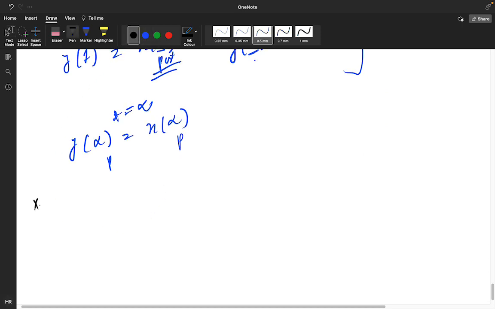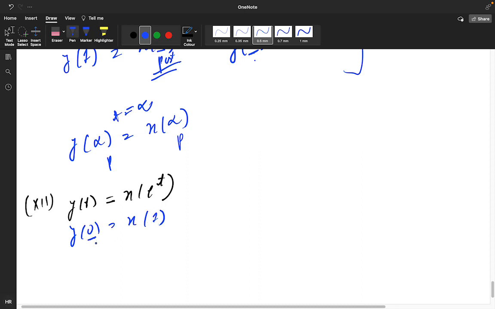And the last one is y of t equals x of e^t. Will this be causal or non-causal? If you put t equal to 0, what will come? 1. So 0 is your present and 1 is your future. Non-causal.